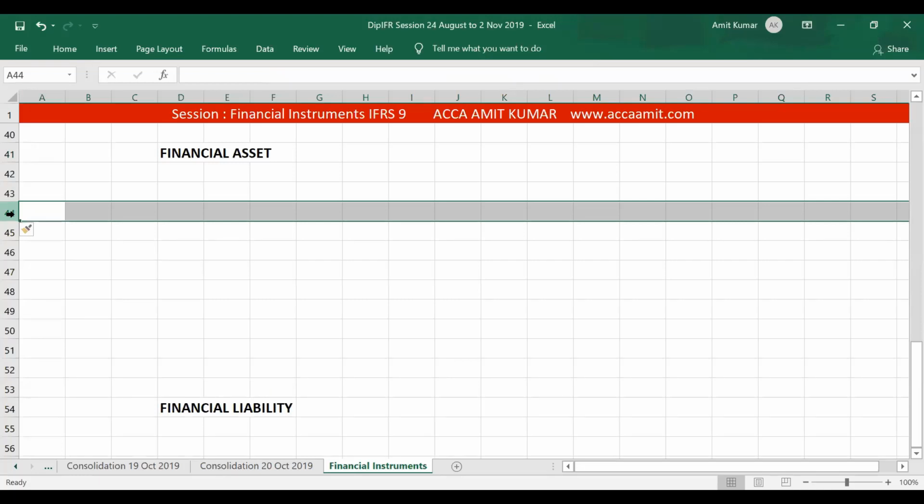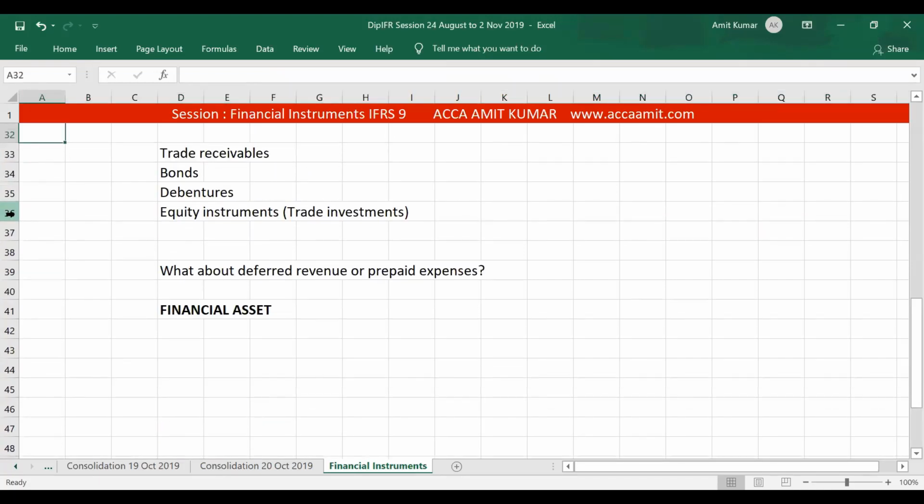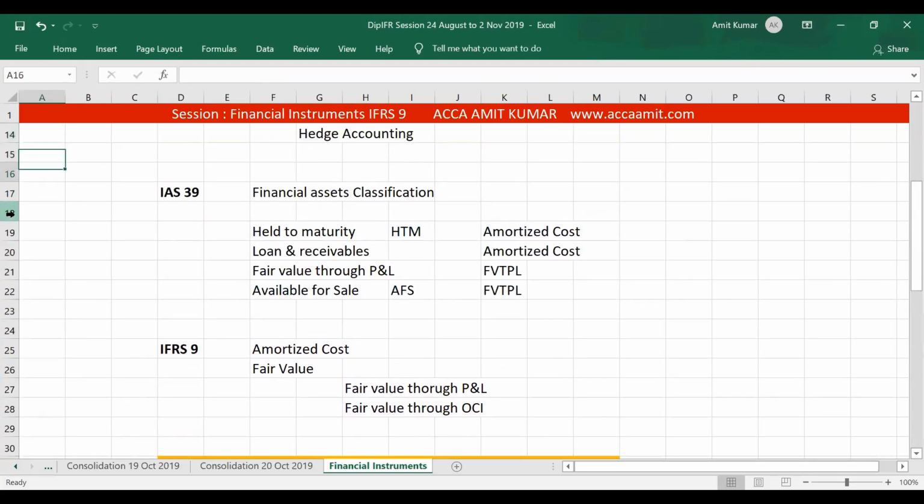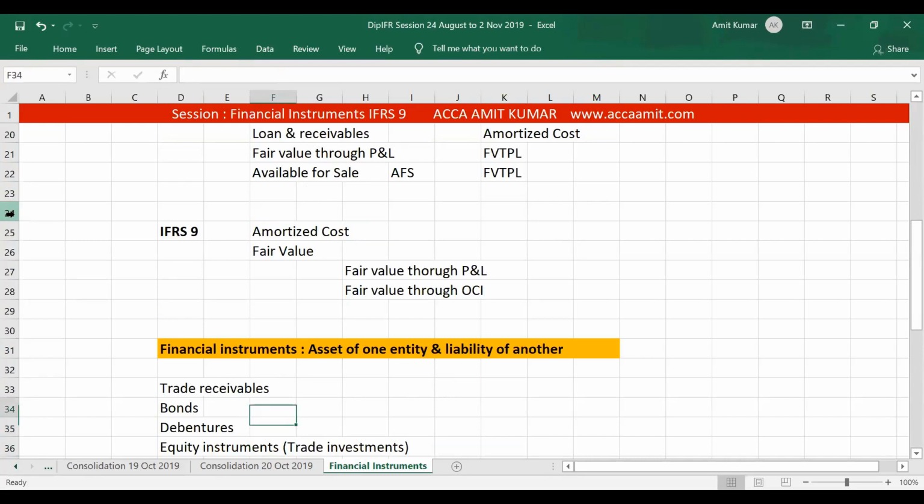First, we look at financial assets. That's the basic difference between IAS 39 and IFRS 9. IAS 39 has 4 categories, which are now reduced to only 2: amortized cost and fair value. Now it depends on the business model of the entity. What is the business model of the entity? They intend to receive contractual cash flows, or they are holding these portfolios for trading.